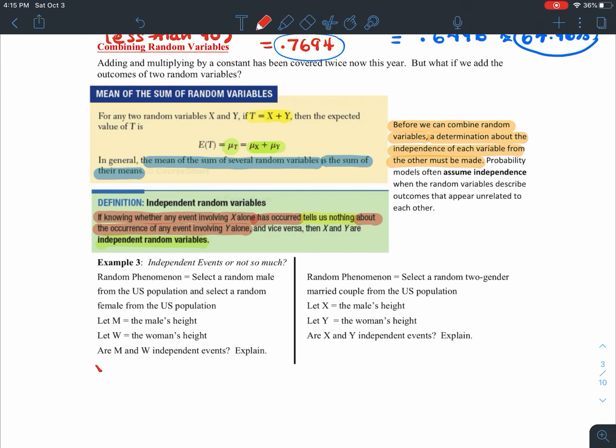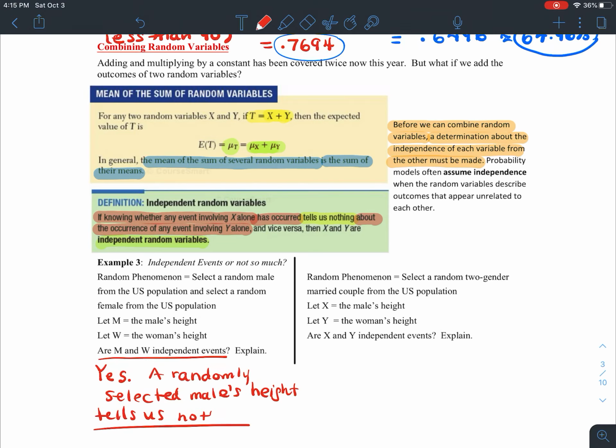Okay, and that wouldn't tell us anything. I don't think that would give us any information about what the woman's height would be if we knew what the male's height would be. Okay, because these are two completely separate selections that we're making from the U.S. population. And so because they don't tell us anything about each other, that means that yes, they are independent.